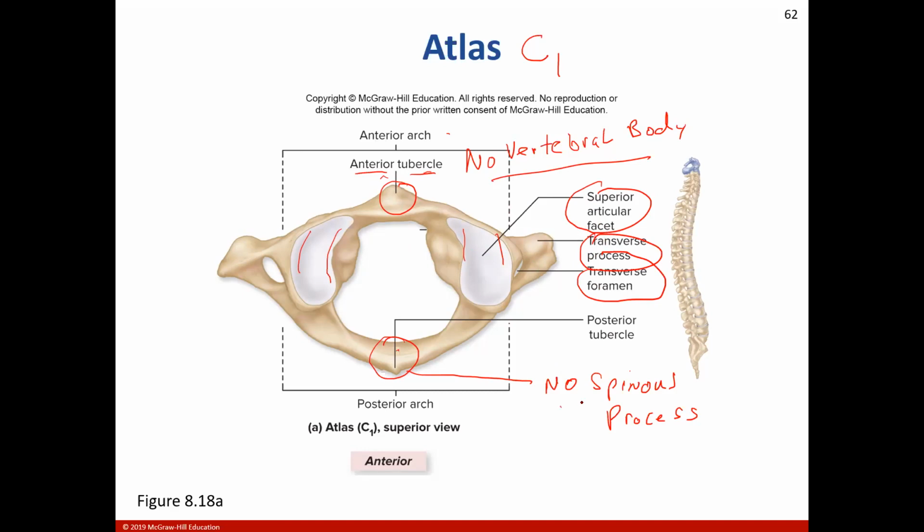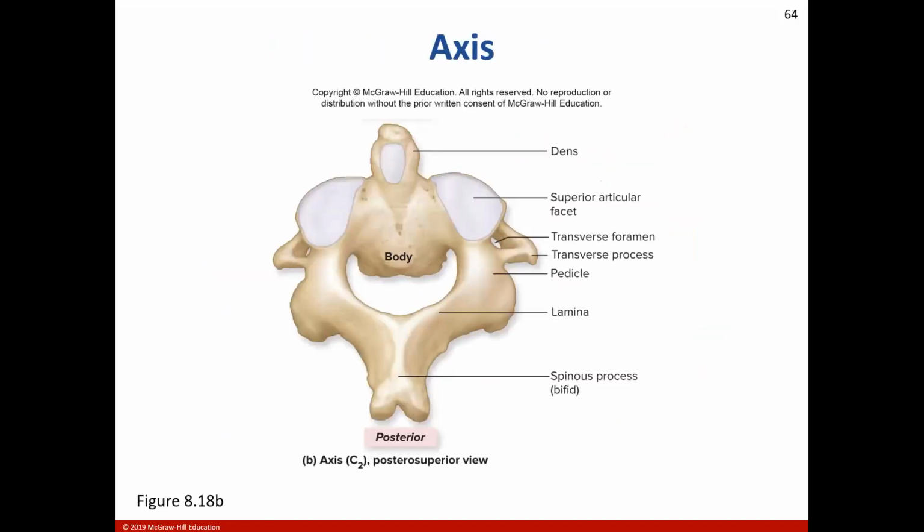No spinous process, posterior tubercle. So it does form an arch. And the next vertebra down below it is going to be C2, and that's going to be called the axis, because the atlas is going to rotate around the axis. So this is C2. And know what anterior and posterior is.